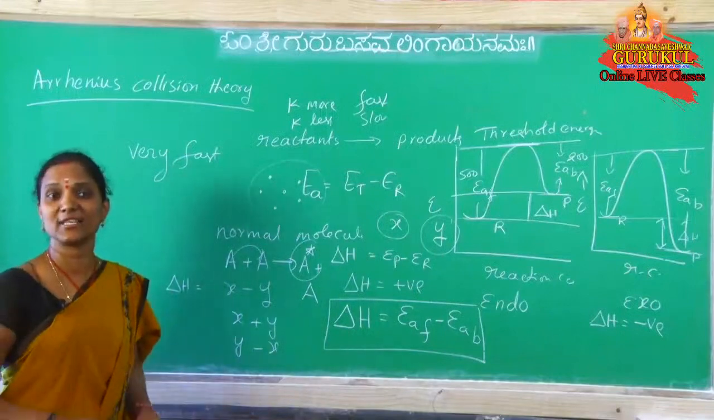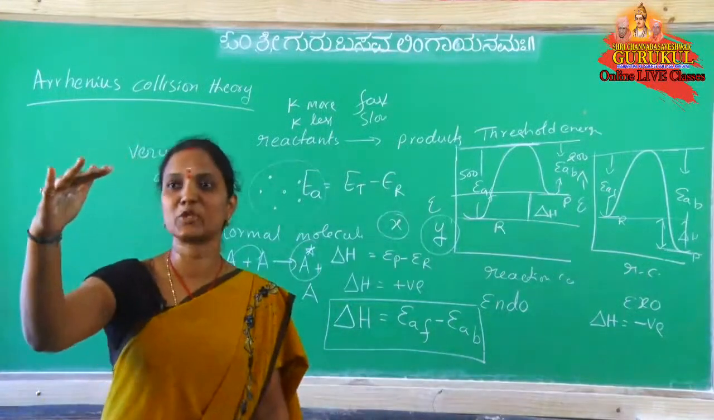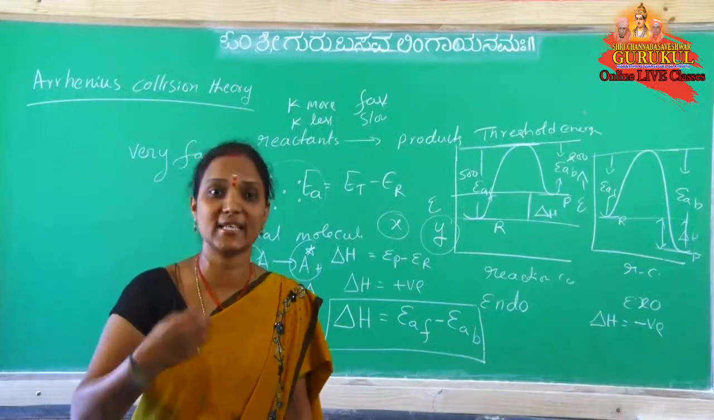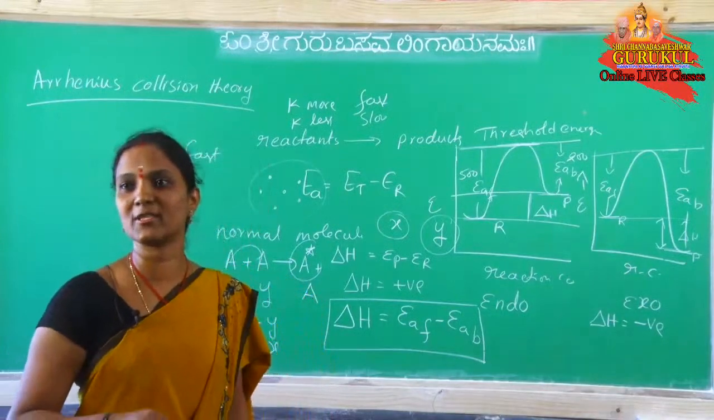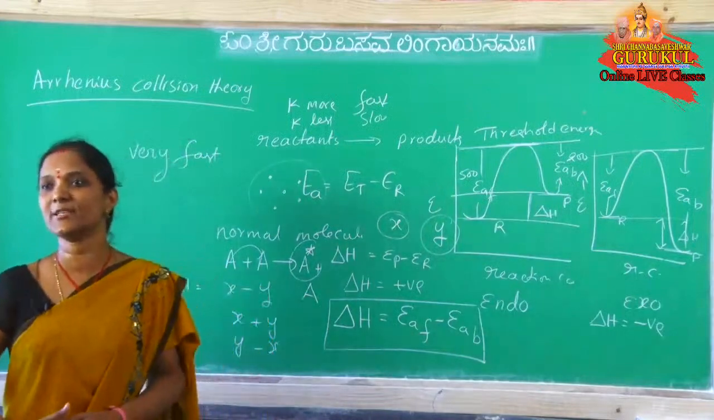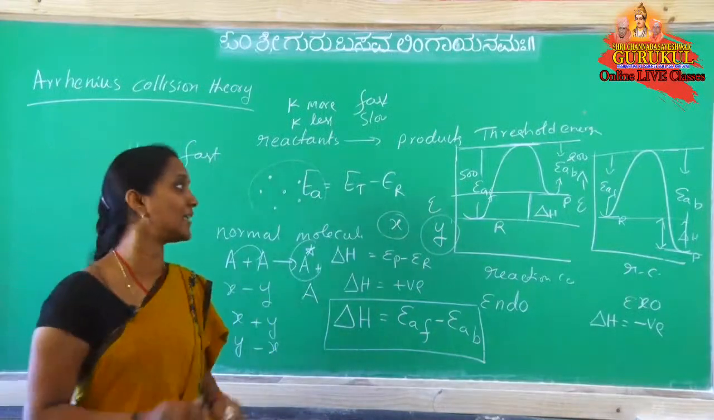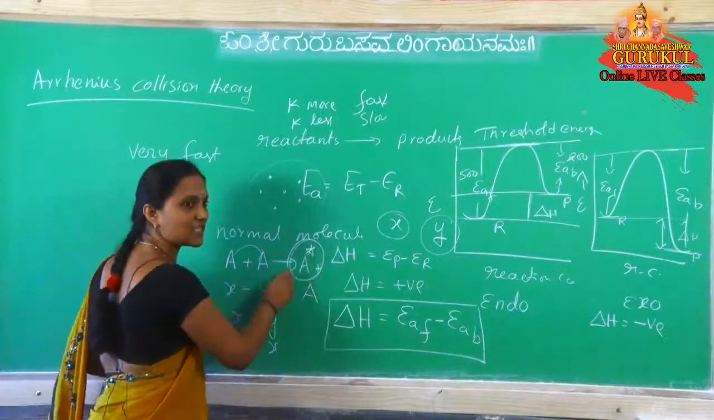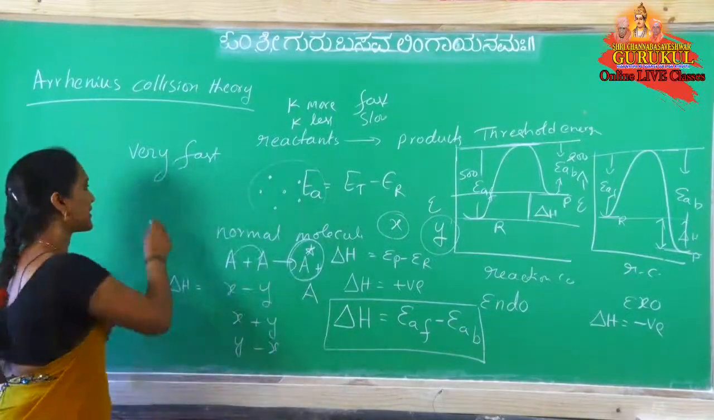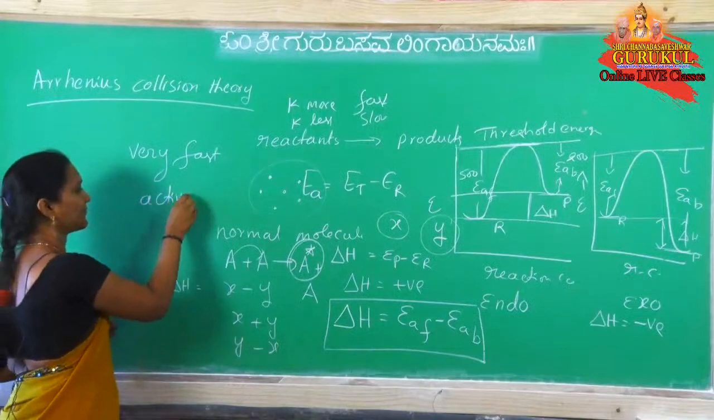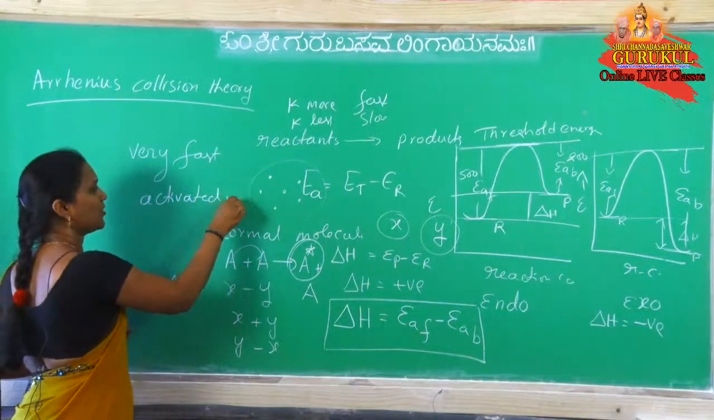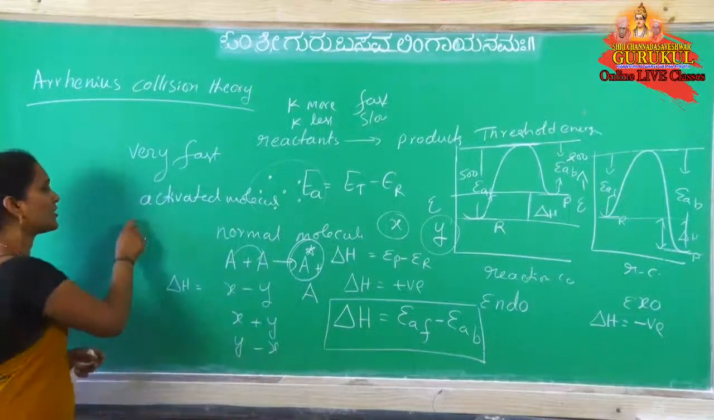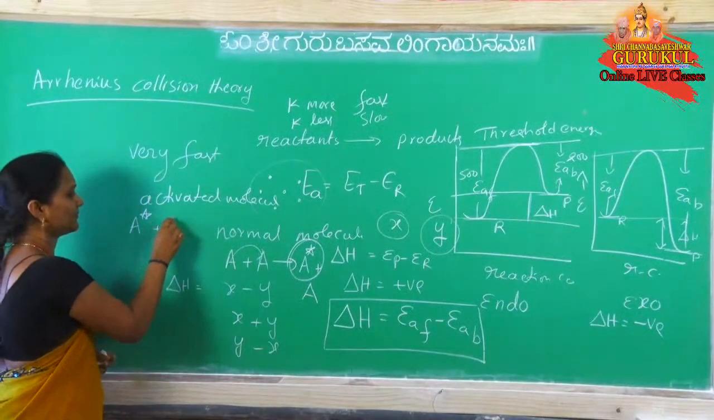Anyhow, what is this activation energy? The energy difference between the threshold energy and the energy of the normal molecules, or how much energy is gained by normal molecules to cross the threshold energy barrier to form the products. That energy is activation energy. Now some of the molecules possess this activation energy. These molecules are called activated molecules. Now these activated molecules collide with each other.